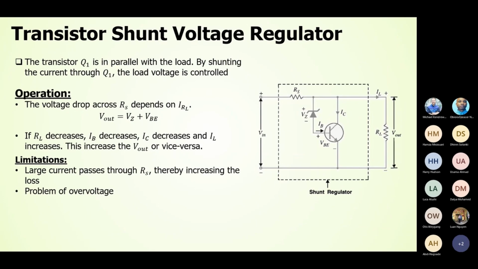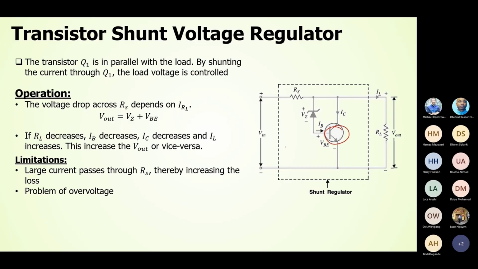So what we have seen so far is actually called a transistor series voltage regulator. Now we are going to see another topology, which is the transistor shunt voltage regulator. Here the transistor is in parallel to our load. So the transistor Q1 is in parallel with the load. By shunting the current through Q1, the load voltage is controlled.